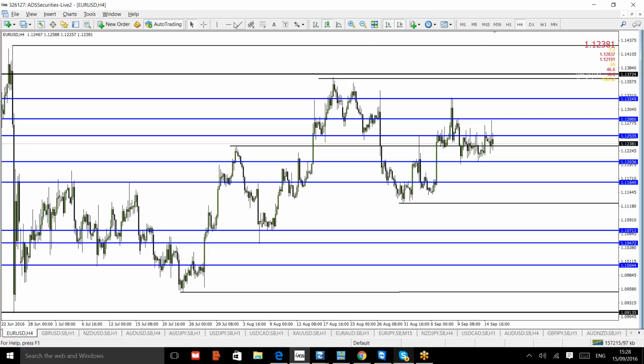For instance, this is a wick. Yeah, I suggest you mark the lines. See, just see my charts now, guys. I'll show you how.